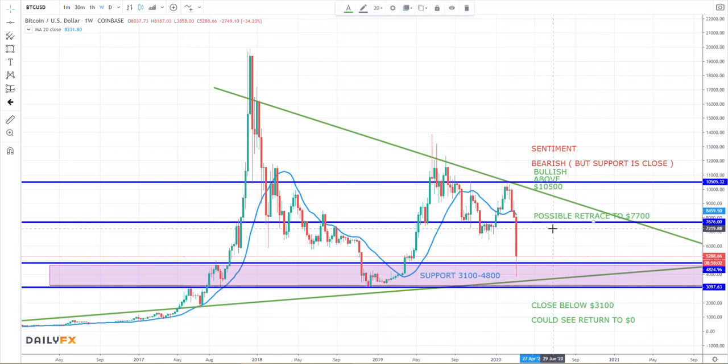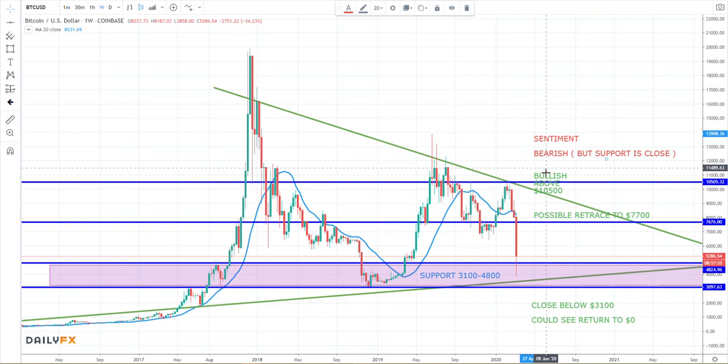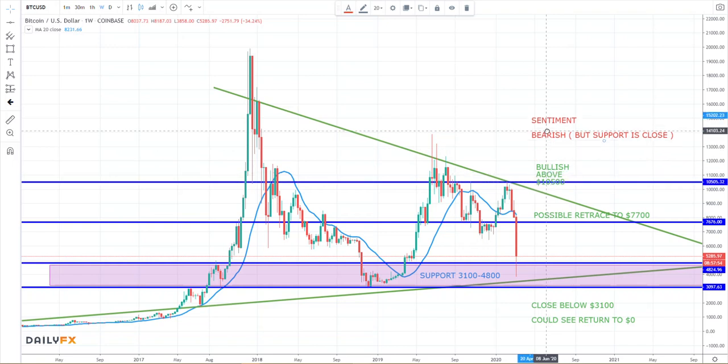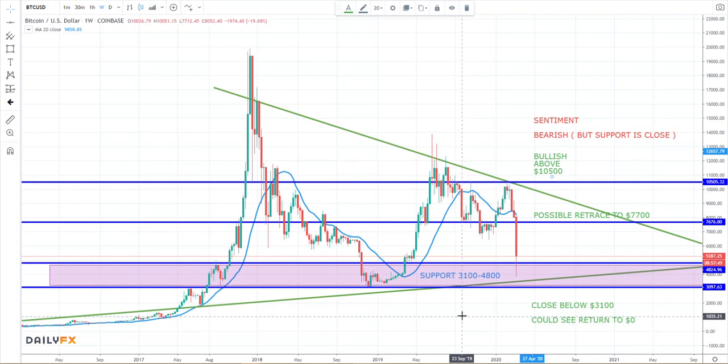We'll definitely see the retrace to 7,700. The question is, at that point, if you're holding Bitcoin, do you dump it knowing that it probably won't get any higher than 7,700? So we'll see what happens in the upcoming weeks for Bitcoin, but it has a lot of price action to prove if it's considered a buy again.